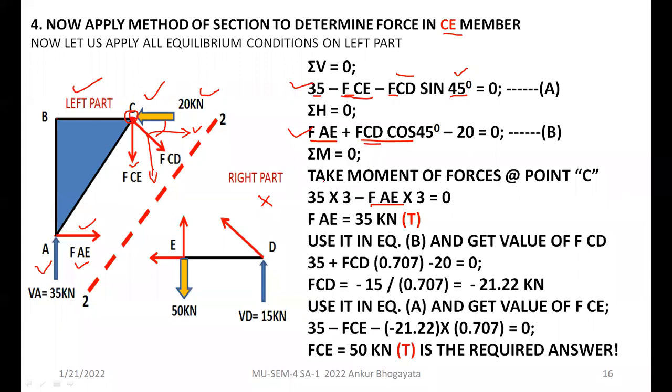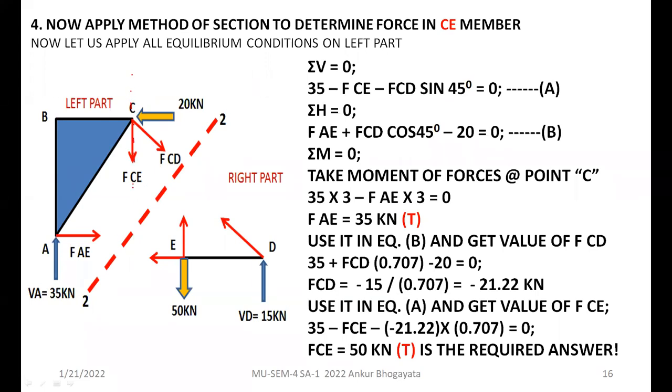So by geometry, if you recall, 35 into 3. So this distance is 3 meter, right? This distance is 3 meter. If you check and go back to the geometry, FAE is also located at vertical distance of 3 meters, right? So as usual, let me remove all the marks for a clear picture. So now we can see that VA value is at 3 meter distance.